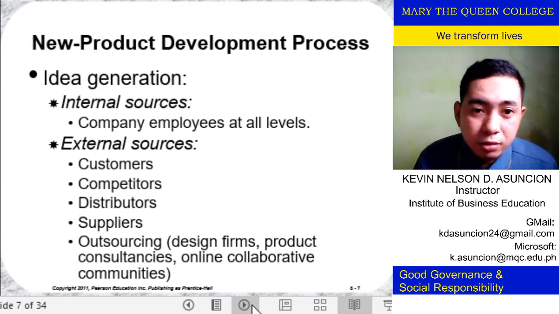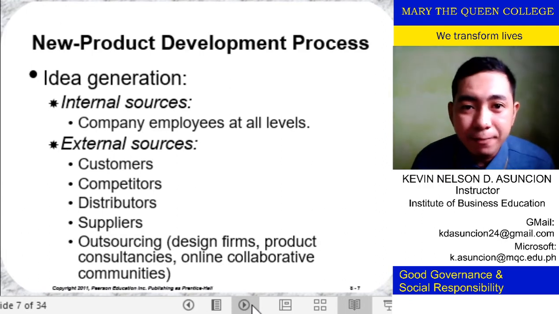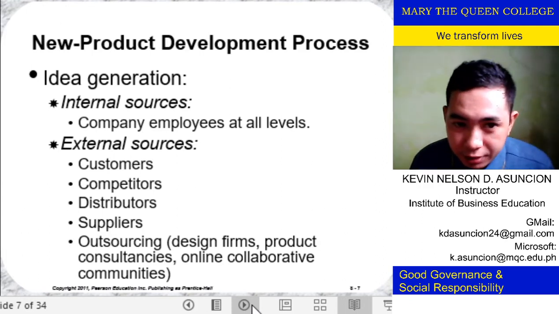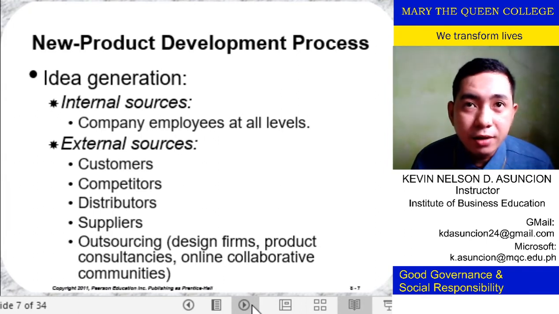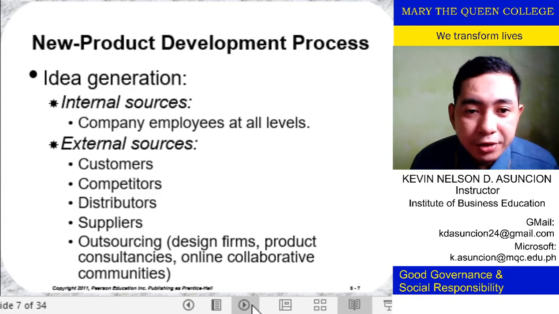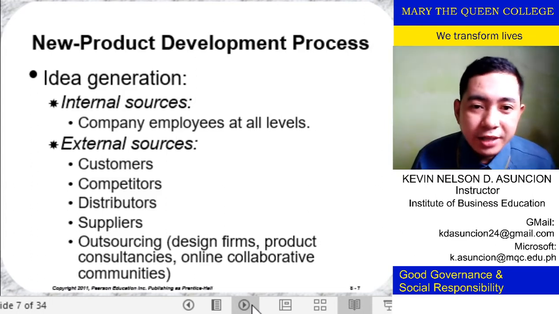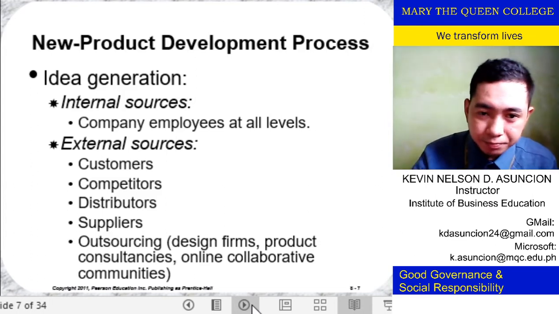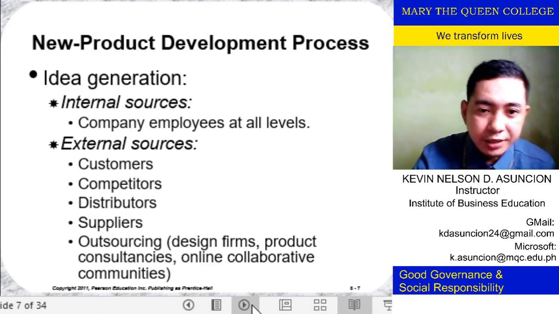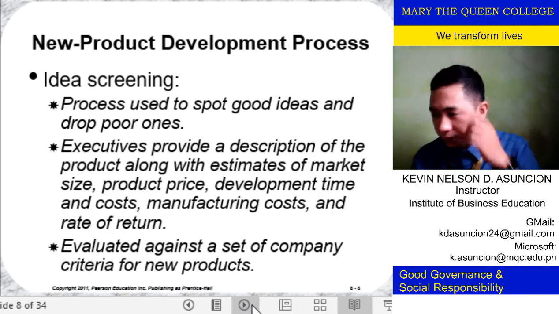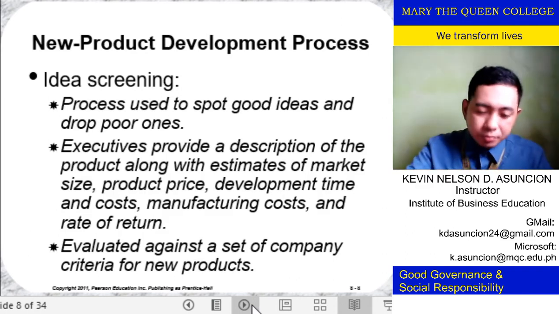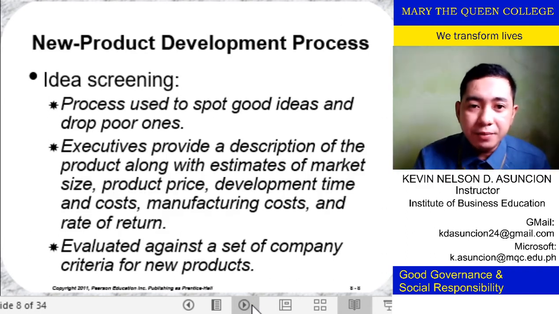So we may talk to the customers, the competitors as well. We can scan the competitors. What are they doing? And that's why I've laid down different ways to create new products earlier. So distributors, the suppliers, and outsourcing companies, or your partners in the business. Okay, that's the idea generation. The information is coming from the environment.